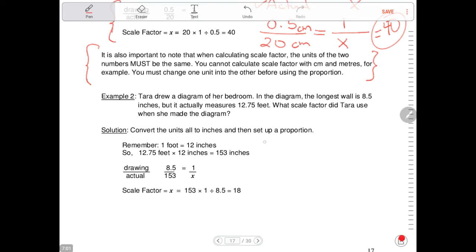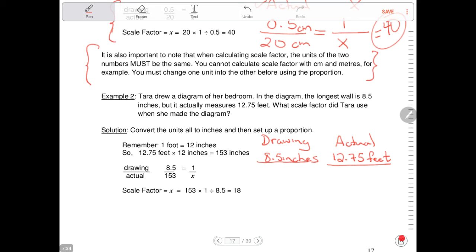So if you look at her bedroom, so let's say this is her drawing. And let's just say this is the bed. This is the longest wall. In her drawing, it's 8.5 inches. In real life or actual, the problem is that wall is 12.75 feet. The conflict you have is that one of them is in inches and one of them is in feet. Therefore, you cannot do this.